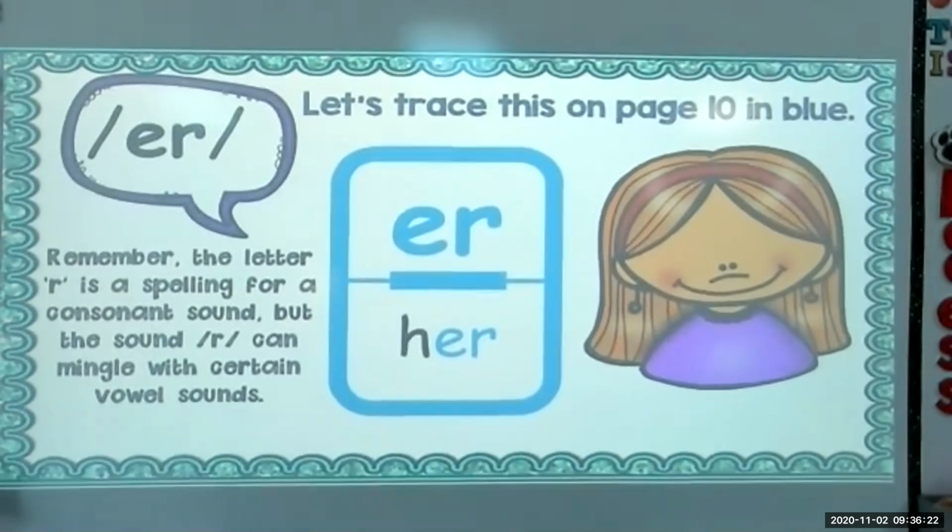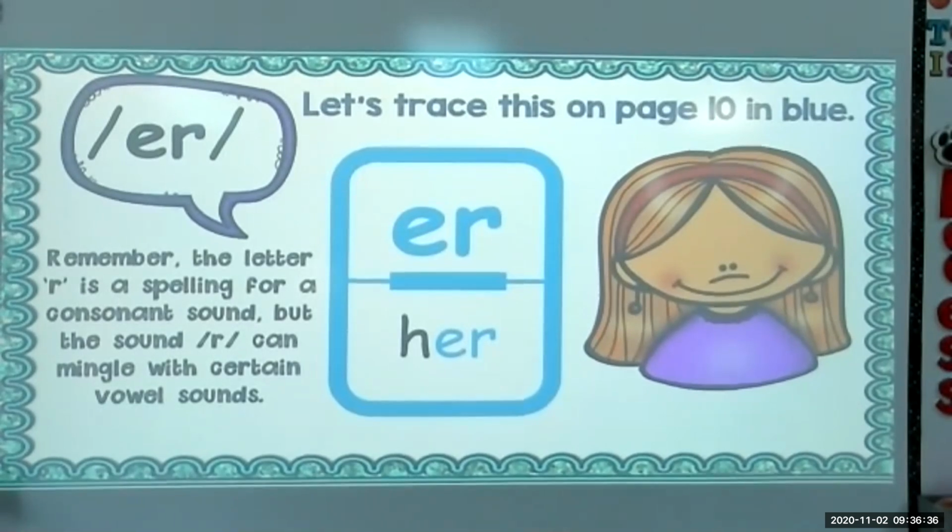page 10 of the chart. Okay, so it says, remember the letter R is a spelling for a consonant sound, but the sound can mingle with certain vowel sounds. So this is something new. We're not doing red today. We're not doing green. We're going to trace it in the color blue because it is a new sound. It's a new type of sound. It's when you have a letter that blends with a vowel.